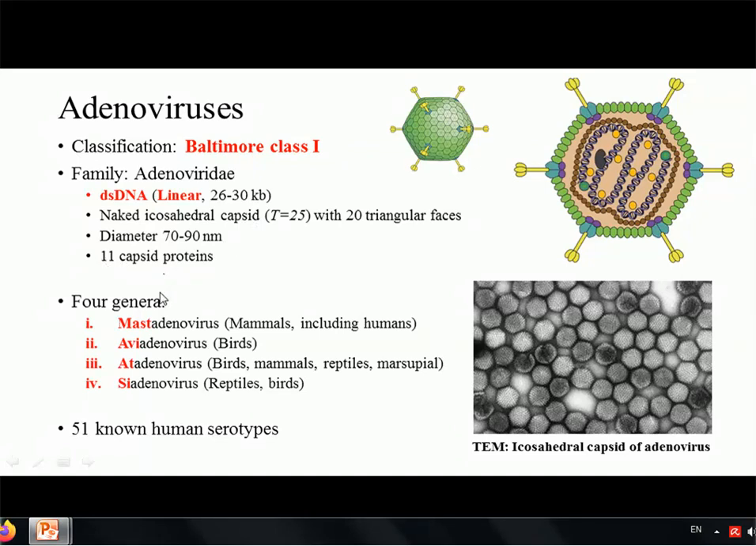This virus can be further divided into 4 genera depending on the target they are going to infect. So far, until today, we have 51 serotypes of adenoviruses that infect humans.